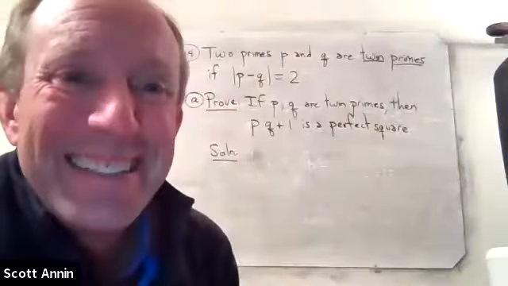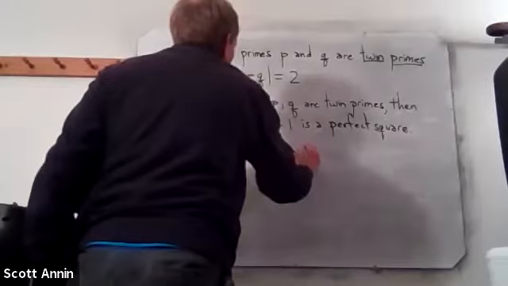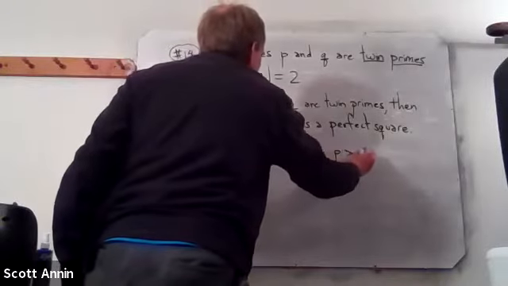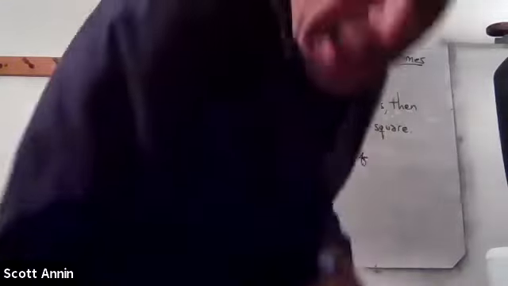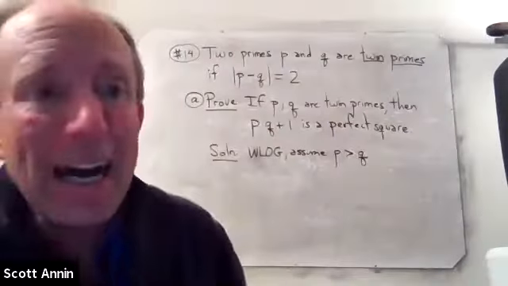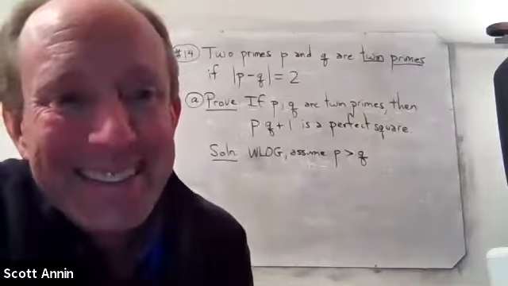Anybody have a thought as to what we might want to do to start off on this? Can we suppose that P is greater than Q? Yeah, let's do that. Without loss of generality, let's assume that P is greater than Q, just to fix ideas here. And then what could we do next? We can take our equation, the absolute value of P minus Q is equal to 2. So P is equal to 2 plus Q, and then substitute it into PQ plus 1 and see what we get.